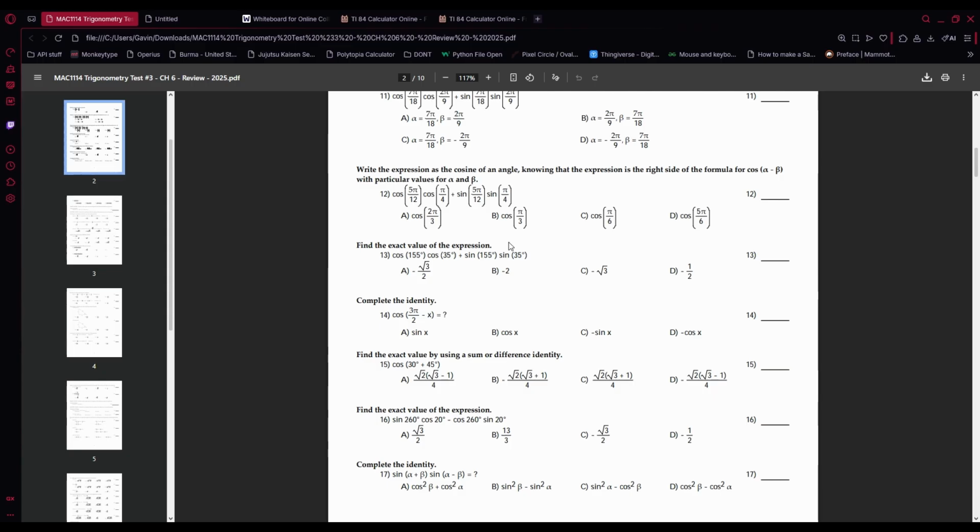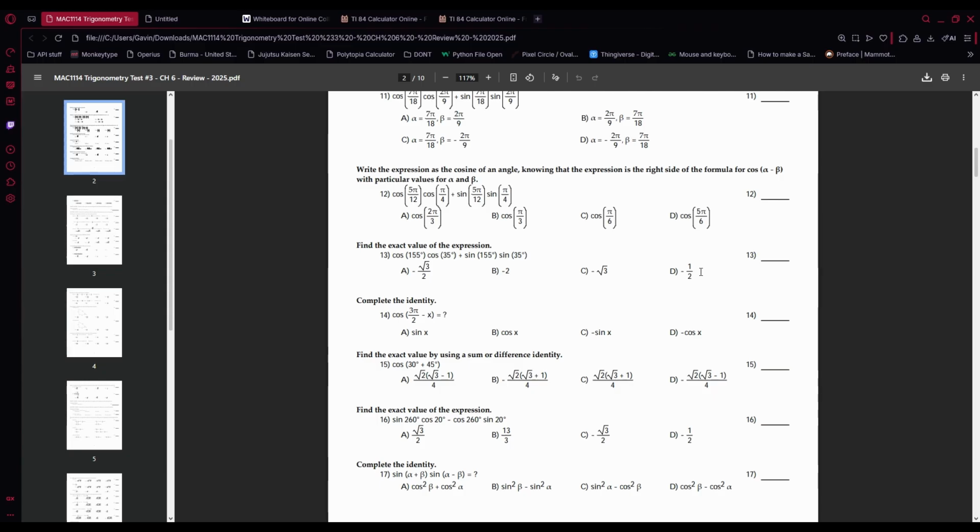Find the exact value of the expression. Same thing as before, it's just with degrees. So this would be cosine 155 minus 35. That would be cosine 120. 120 is actually 2 pi over 3, I believe. Cosine of 2 pi over 3 is negative 1 over 2, so that would be D.